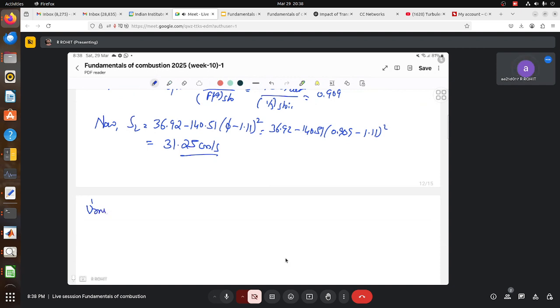Now you got your laminar flame speed. So your Vrms is nothing but your relative turbulence intensity times your mean flow velocity, which is 8/100 times 700, which comes close to 56 centimeter per second.